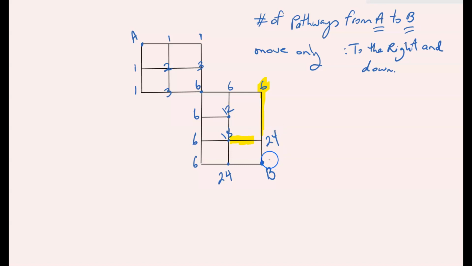And then the final answer is when you have 24 and 24. So the next one is 24 and 24. Our final answer B will be 48. That's the number of pathways that we have from point A to point B.